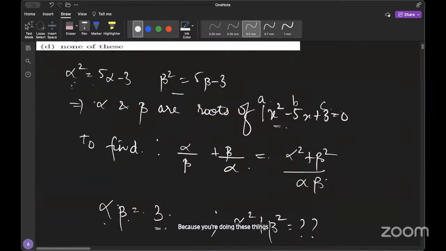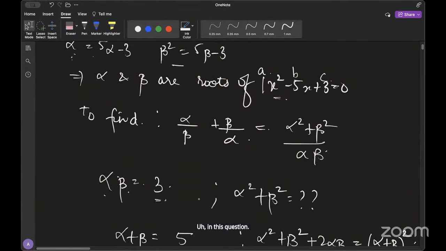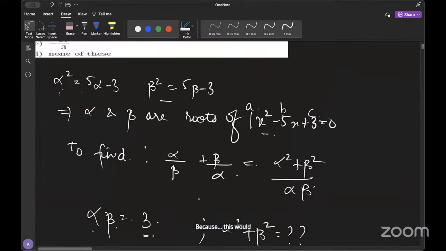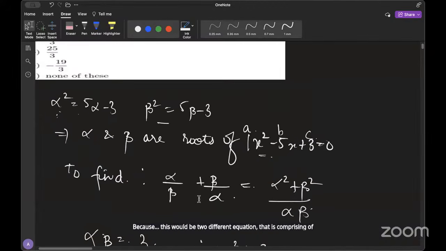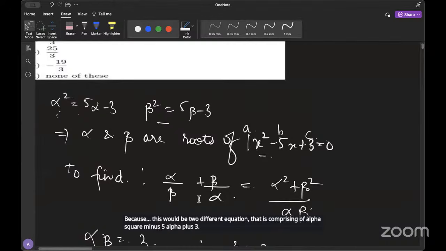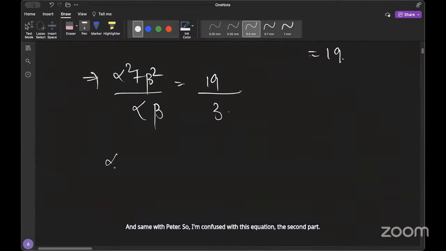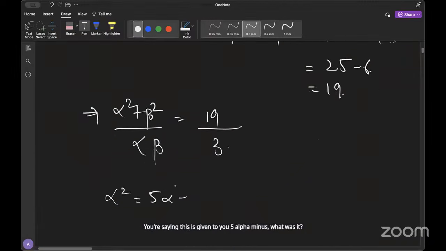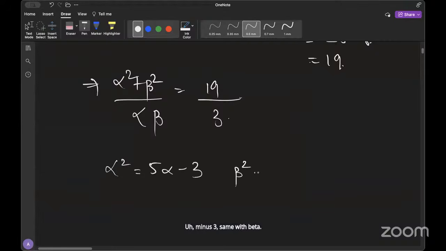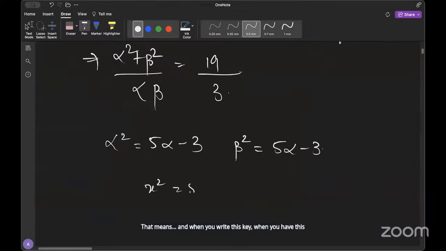The sum of roots is this, the product of roots is this. In this question, the equation is in alpha and beta square. So how did we form x square minus 5x plus 3? Because this would be two different equations comprising alpha square minus 5 alpha plus 3, and the same with beta. I'm confused with the second part. You're saying this is given to you, 5 alpha minus 3, same with beta. Right.